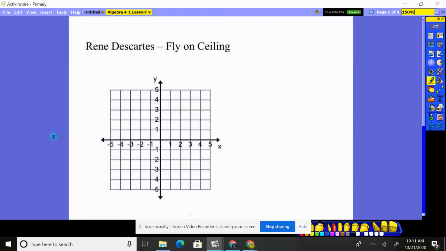All right, we're going to start with Rene Descartes. Look it up and type in fly on the ceiling along with his name. He's the guy that came up with basically what you and I know as our Cartesian plane. And there's a story that goes on about how he saw a fly on the ceiling and he decided, oh, I need to know the location of where that fly is located. And so he came up with this idea.